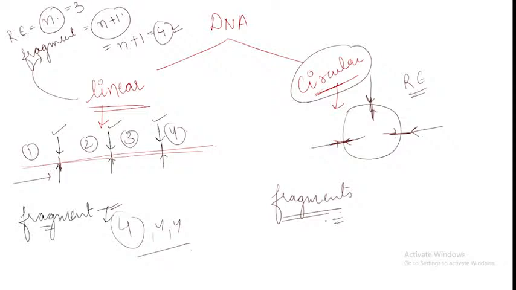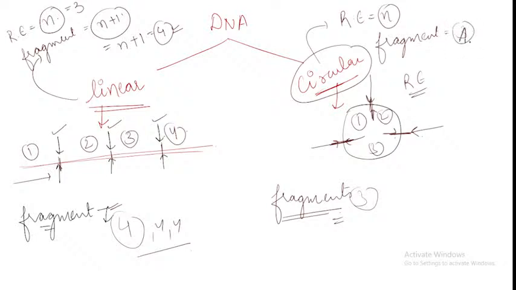Sambhavi, try to analyze for the circular. Again, just count. 3 sites are there. First fragment, second fragment and third fragment. So we'll be having 3 fragments. So for the circular case, the formula is that if the number of restriction sites is equal to n, the fragments would always be equal to n only, because there is no end to it. If there is no end, just count and you'll get.